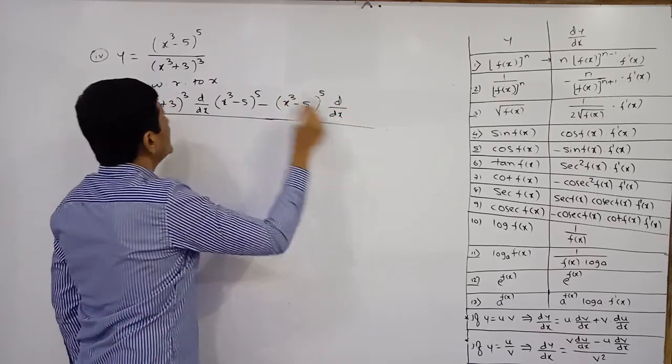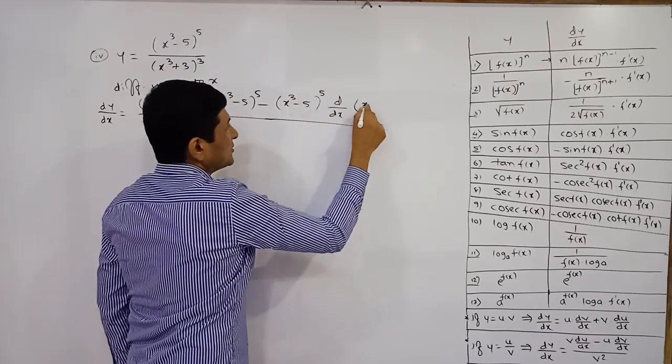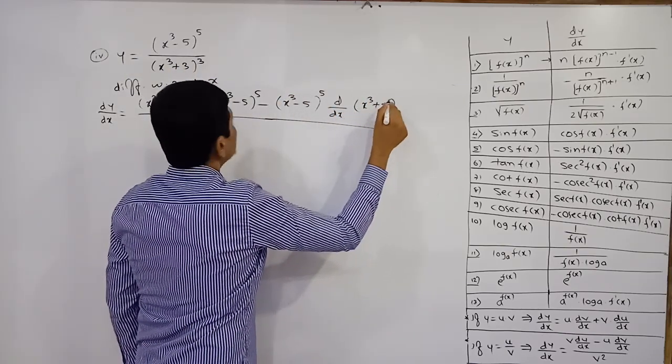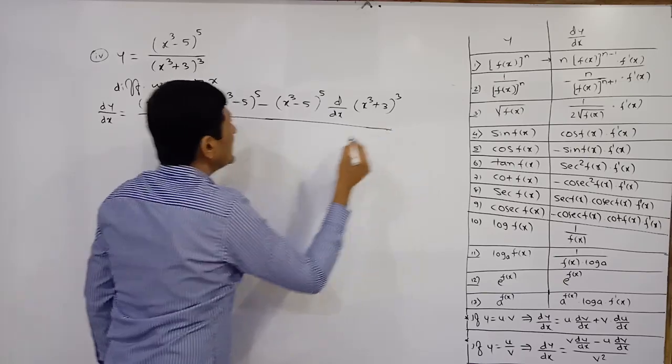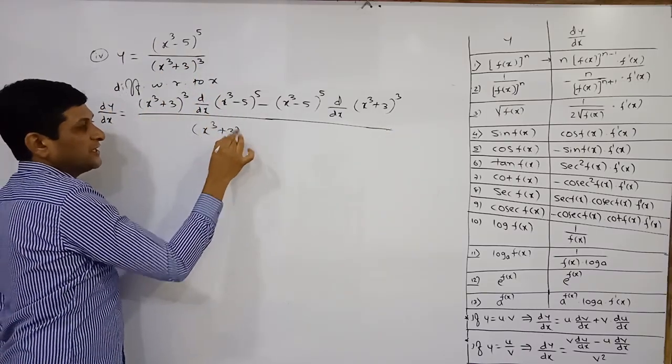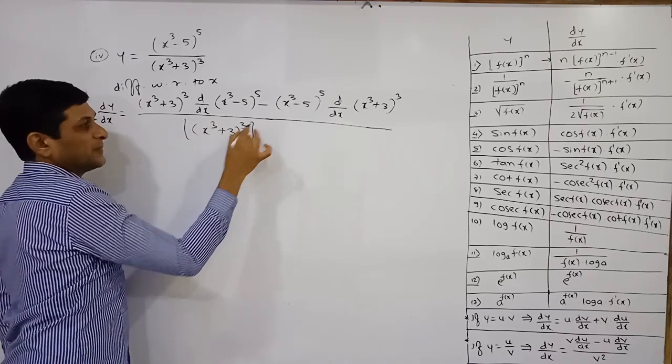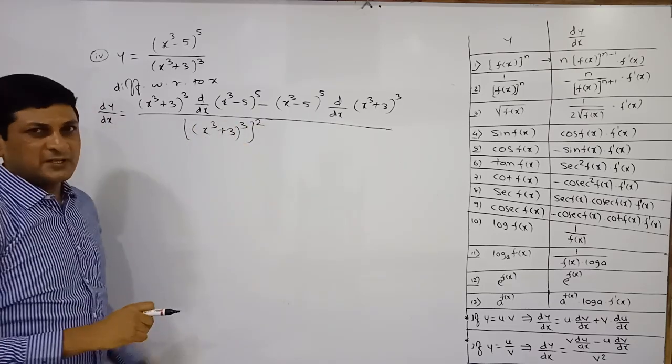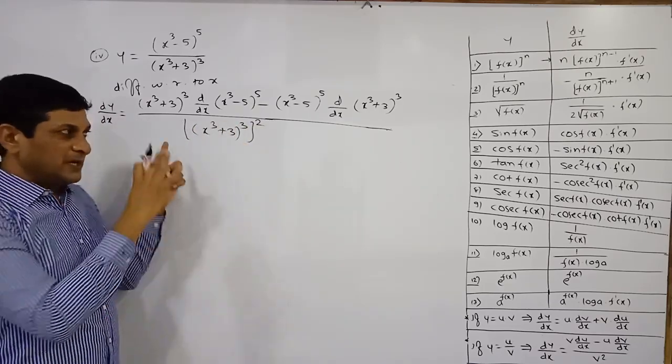What is v here? v is nothing but (x^3 + 3)^3 divided by v squared, means the square of this term, ((x^3 + 3)^3)^2. We have just substituted the values in the quotient rule. Now let us simplify it.